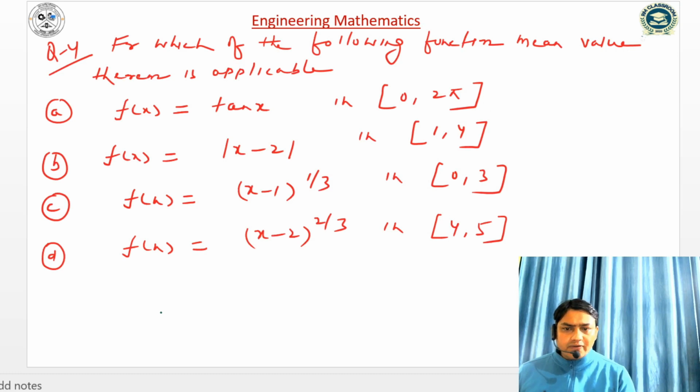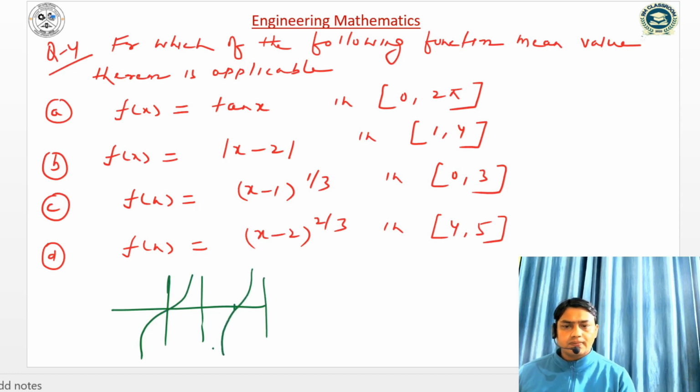If I draw the graph of tan x, so let us assume this is the graph, it will be like that. Similarly, if this is 0, pi by 2, pi, 3 pi by 2, so it is not continuous in 0 to 2 pi.